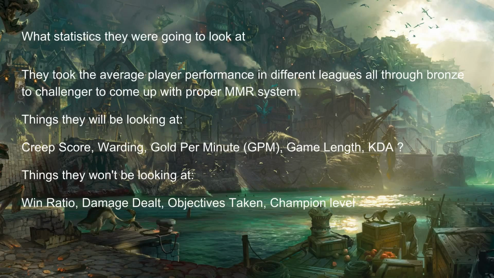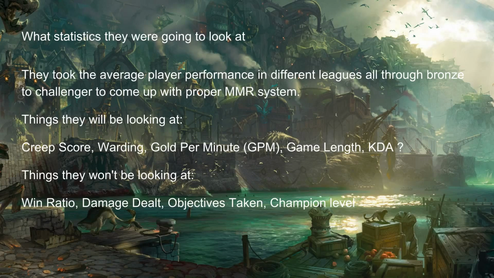You can have games where you're not doing much, just running around taking objectives, and then you wouldn't have as high damage dealt. So that's one of the reasons they're not going to be looking at damage dealt, because you can be playing a carry role or a utility role. Damage dealt is not super relevant to these roles because it depends on the type of champion you're playing and the game situation. So they're not actually going to be looking at damage dealt.